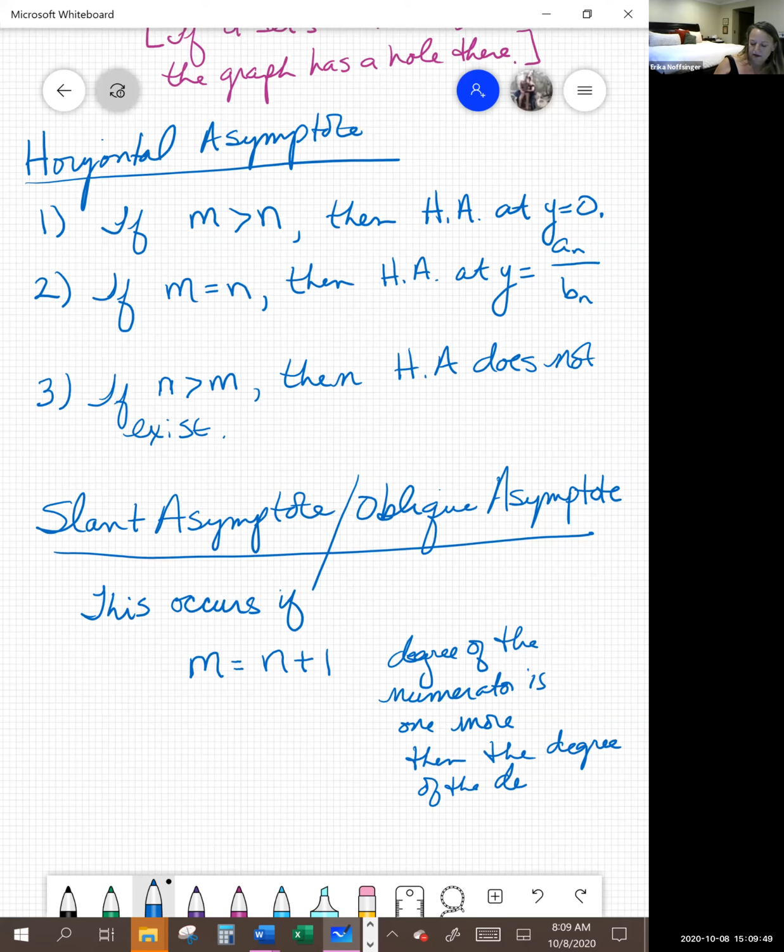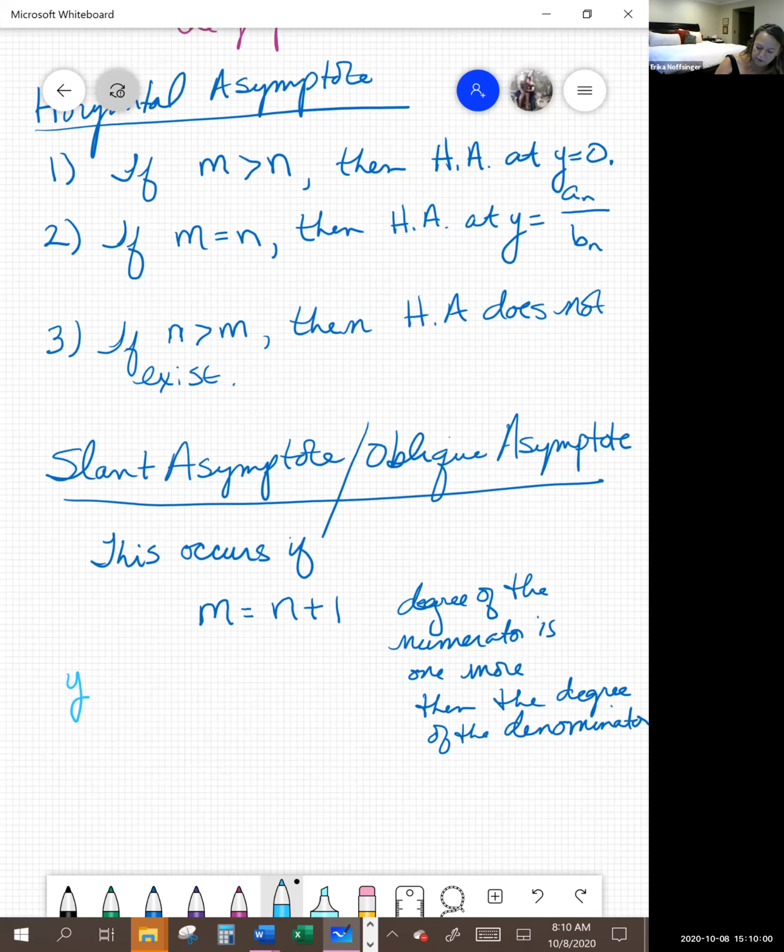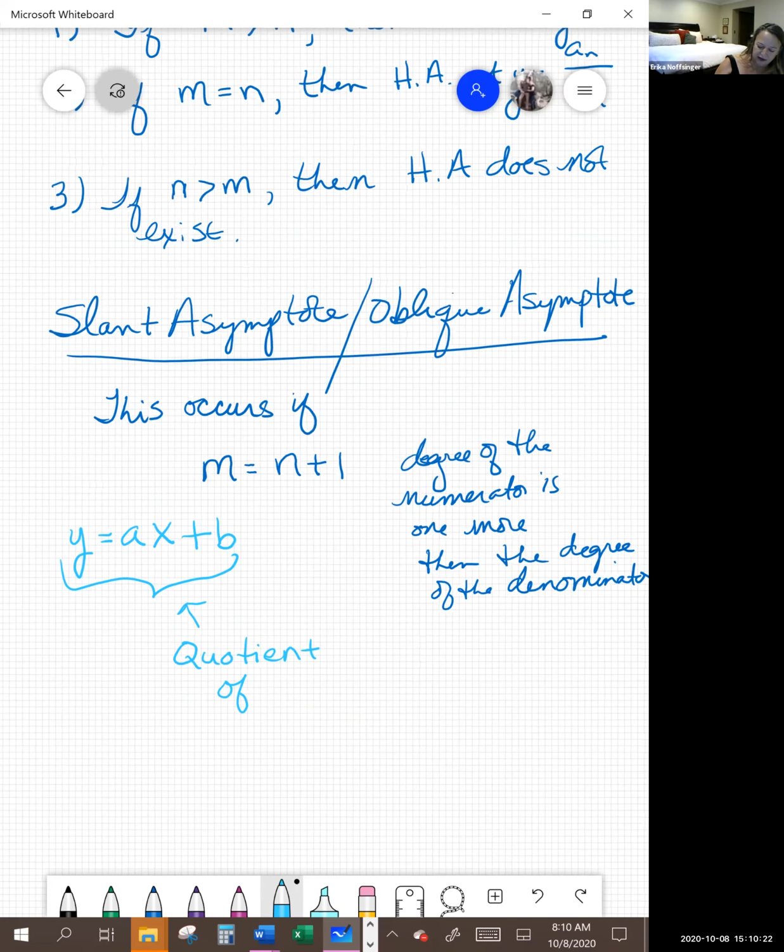Okay. If we want to find these, we have to use long division. And so to find the slant asymptote, y is going to equal ax plus b. This is the quotient of the numerator divided by the denominator.